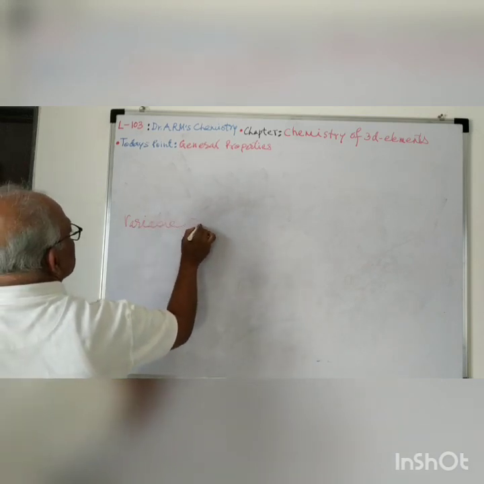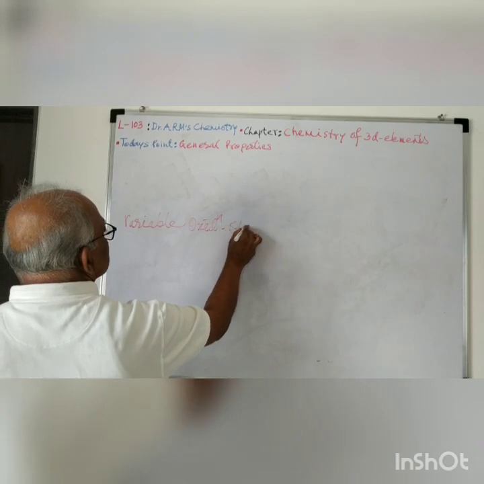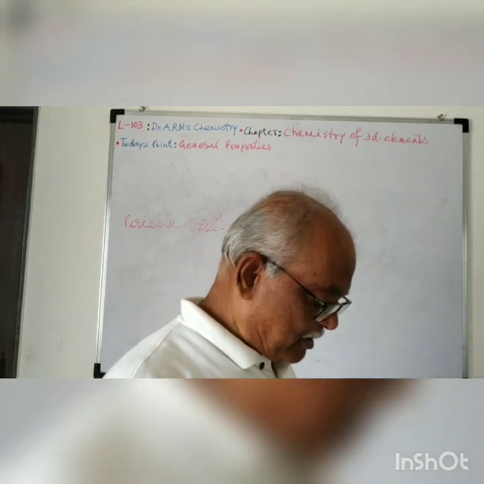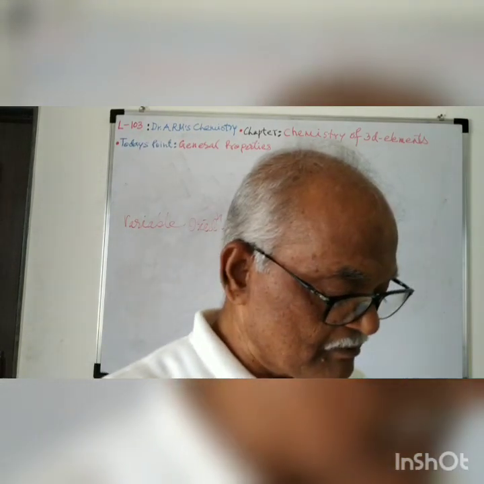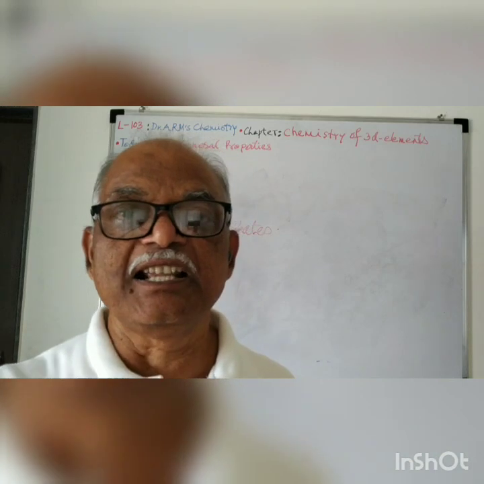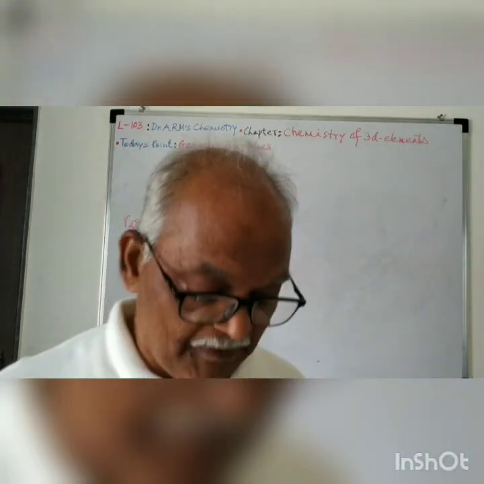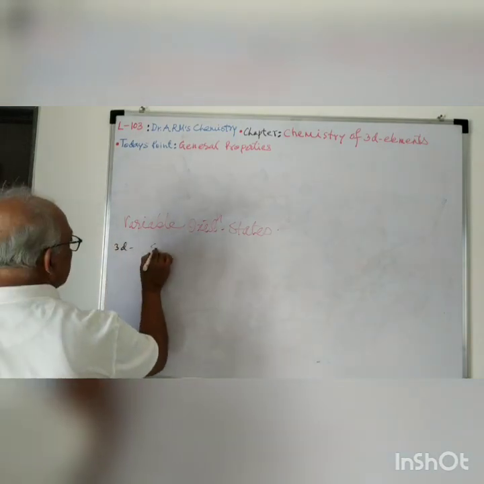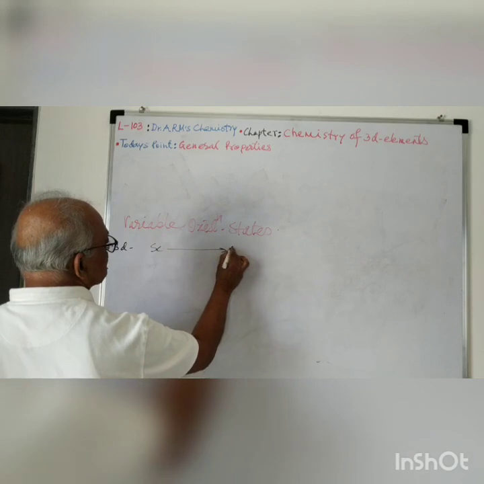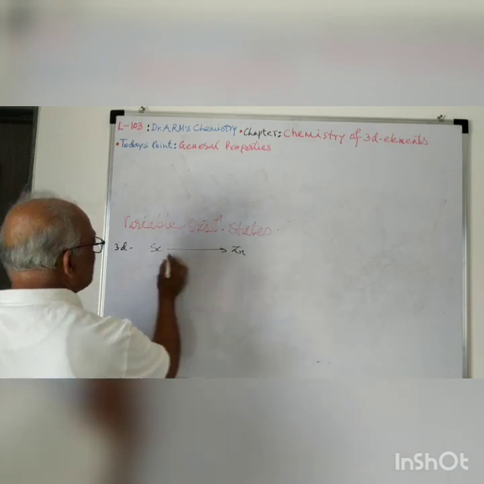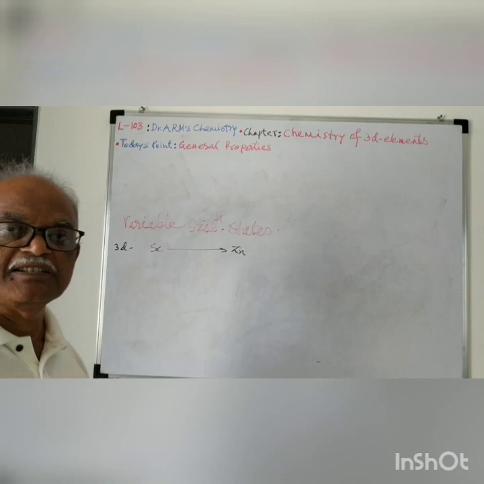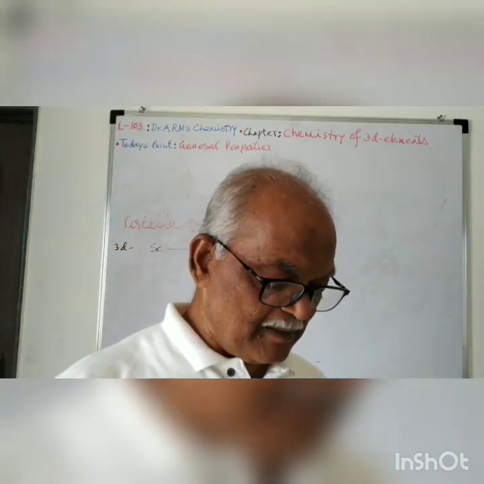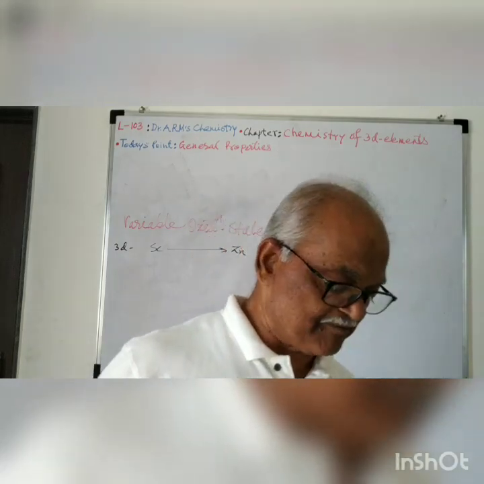Variable oxidation states. So here, if we find the 3D elements, there are various elements in this 3D series, starting from scandium to zinc. So there are scandium, titanium, vanadium, chromium, manganese, iron, cobalt, nickel, copper, and zinc. These elements show variable oxidation states.